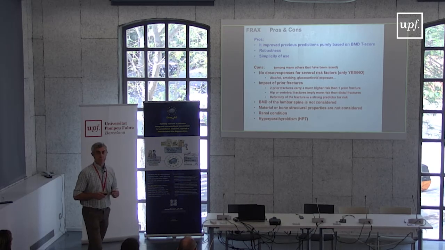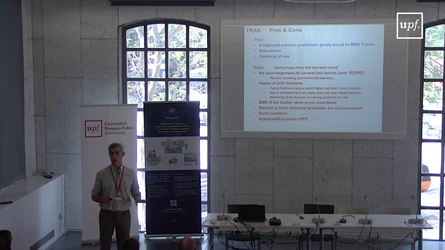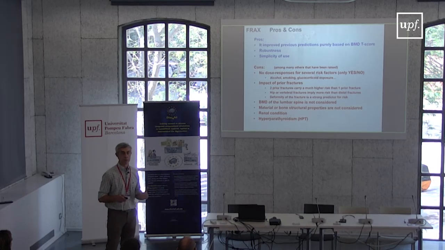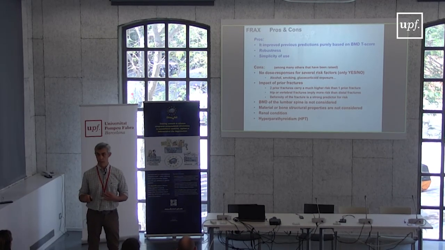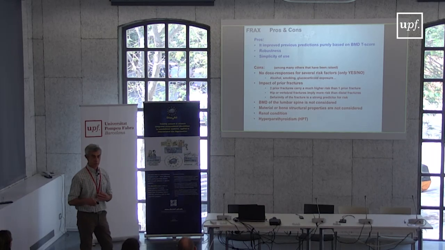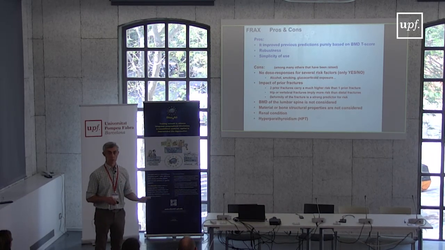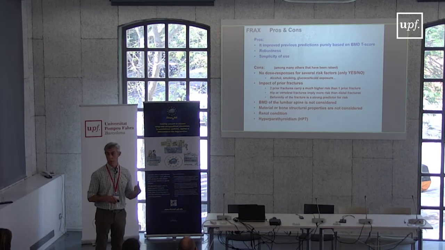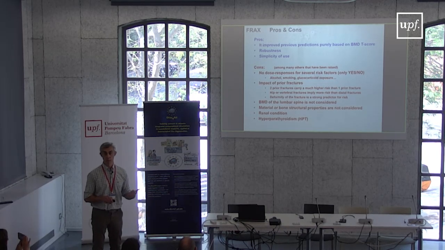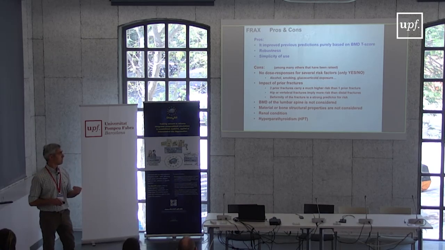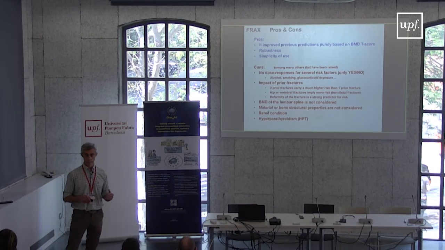Or the BMD at the lumbar spine is not considered at all, only at the hip. Or the material properties of the bone are not considered, or the trabecular quality, trabecular microstructure. Or any other conditions, such as renal condition, chronic kidney disease, or HPT, are not considered. So I think that it is quite improvable.